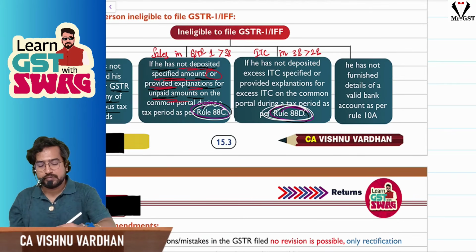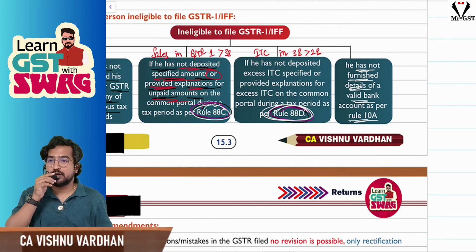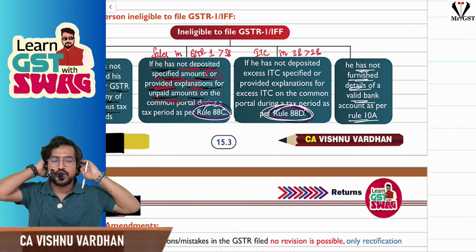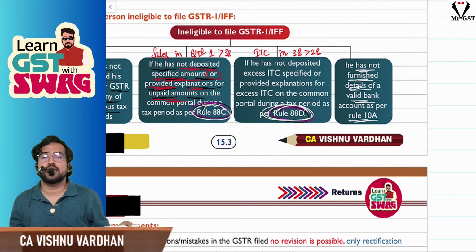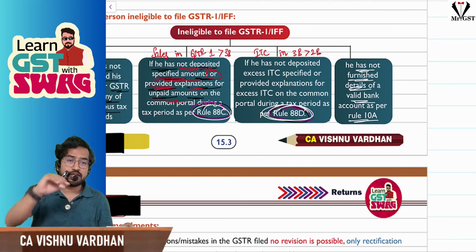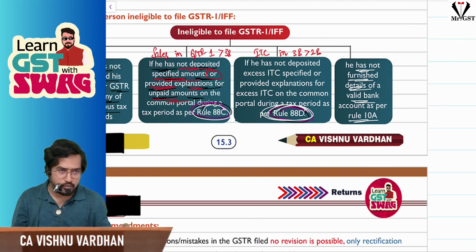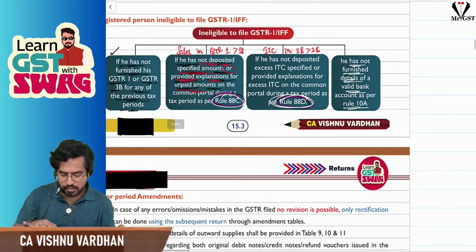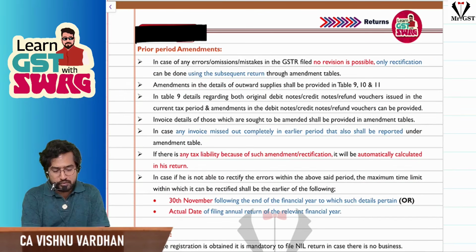Next, what is next one? Under Rule 10A, do you remember? Once you apply for registration, you will get a bank account, and then that bank account details should be updated with the GST portal. That you have not done. Sir, your registration is liable for cancellation also. Correct? So they are telling you cannot file GSTR 1 also. You don't update the bank account details. Clear? Shall we move on? Next one, what is next one?